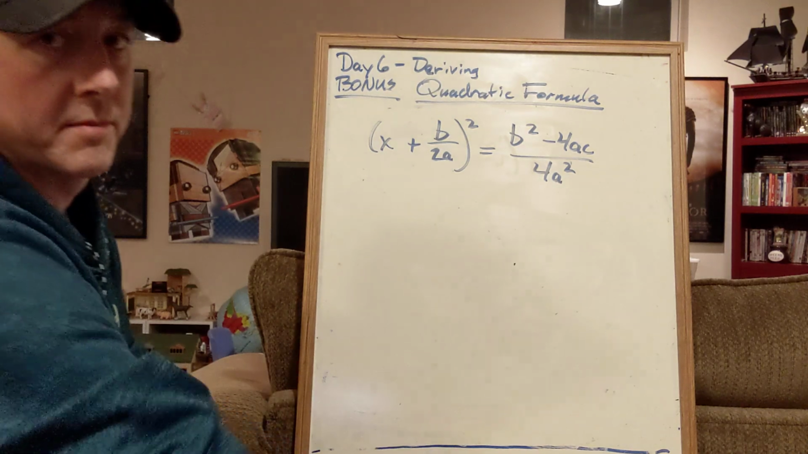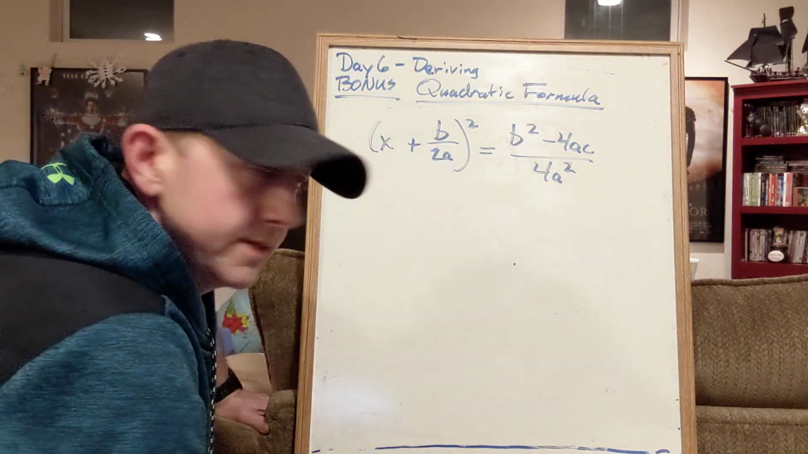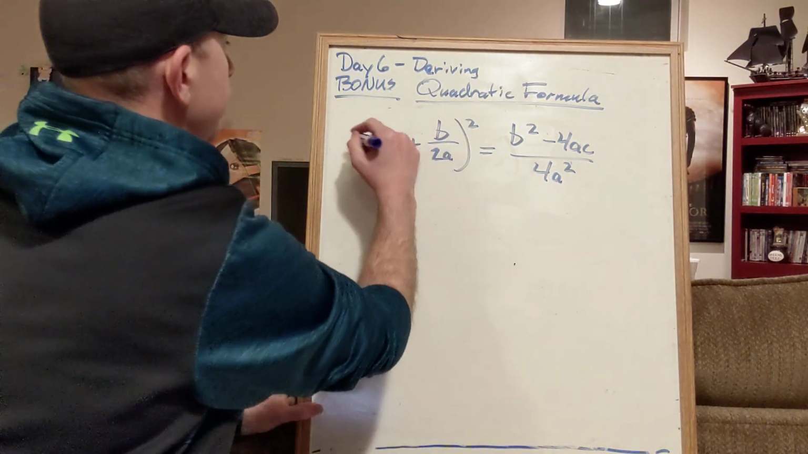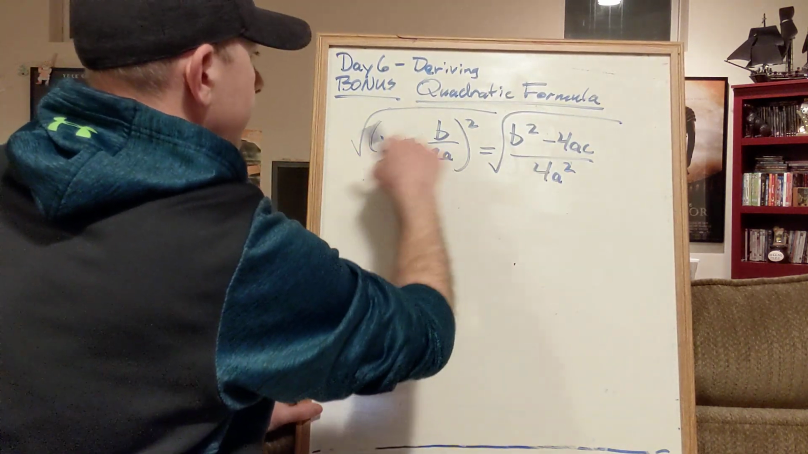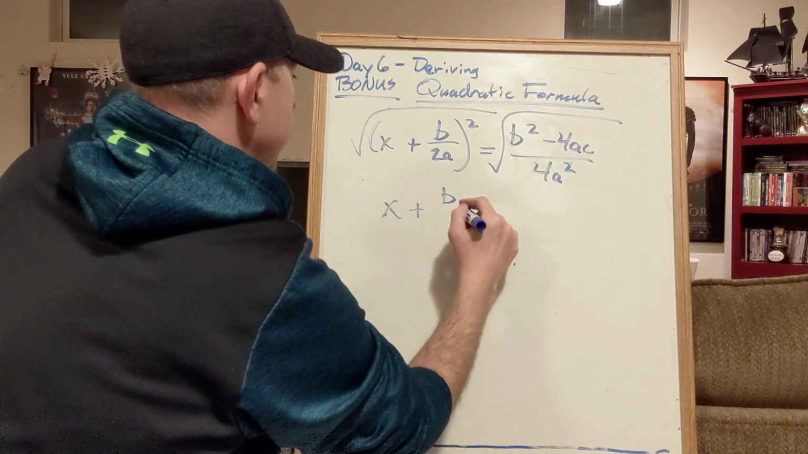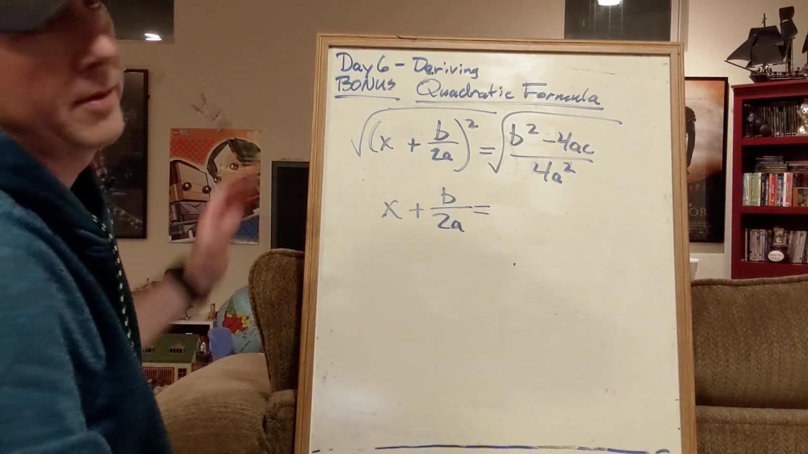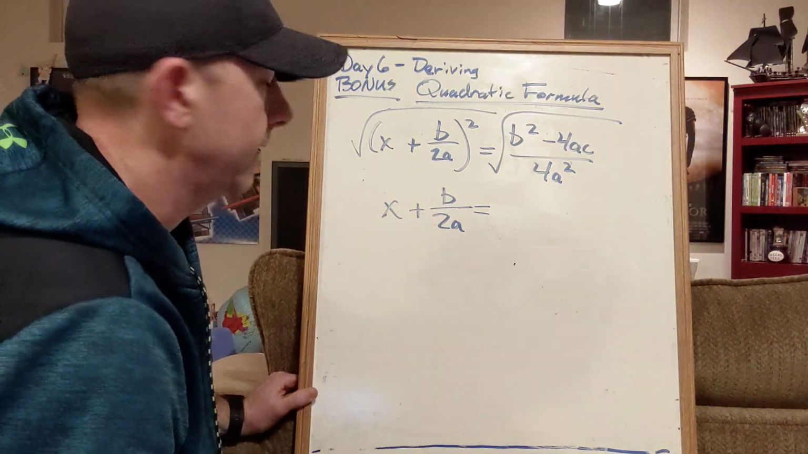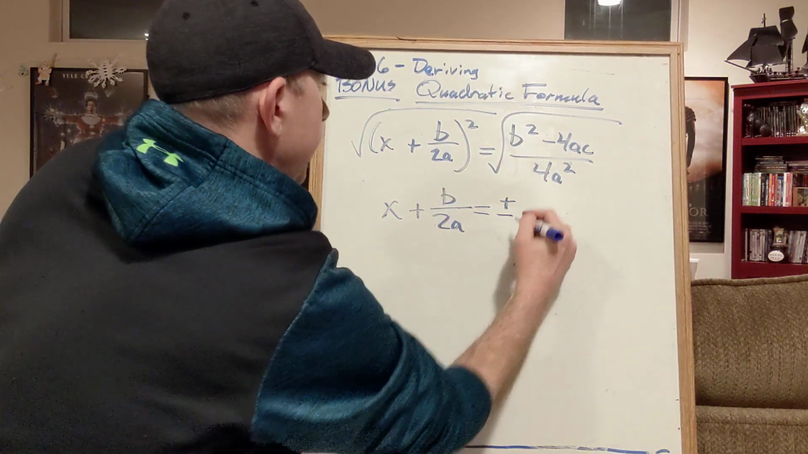Now, to undo something squared, we need to do what? I don't have an audience here to answer that, but we're going to take the square root. To undo something squared, we take the square root of both sides. When we do that, the square root and the squared cancel out. So we get x plus b over 2a is equal to, now, when we bring the radical in, like we've been talking about with the complete the square stuff the last few days, you have to account for plus and minus.